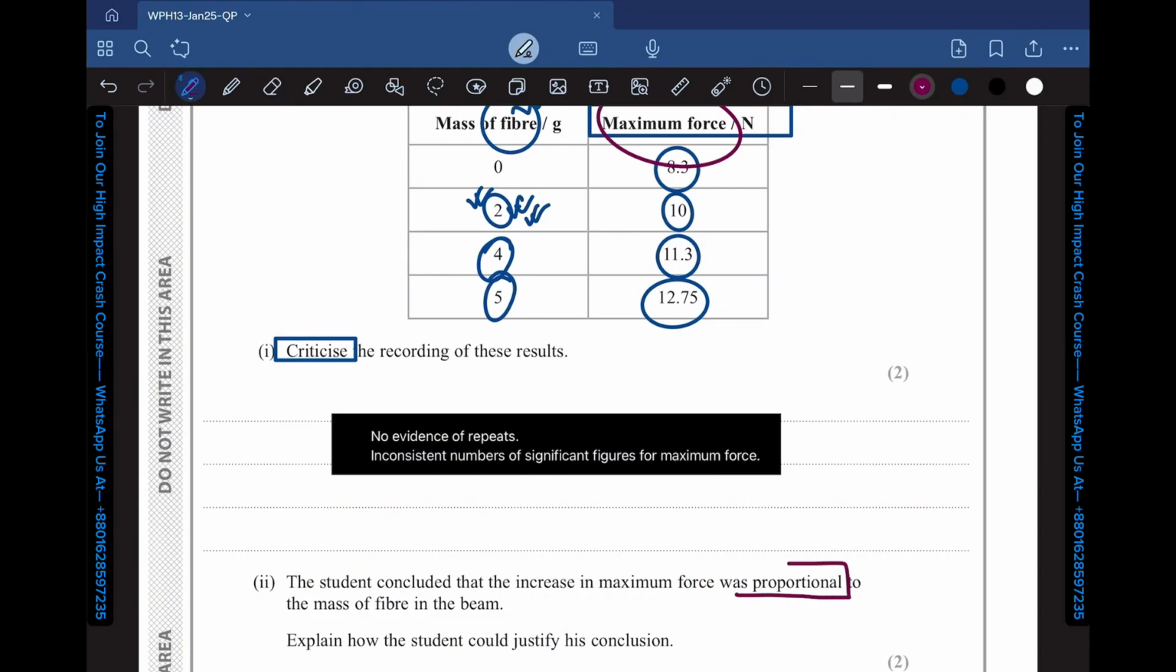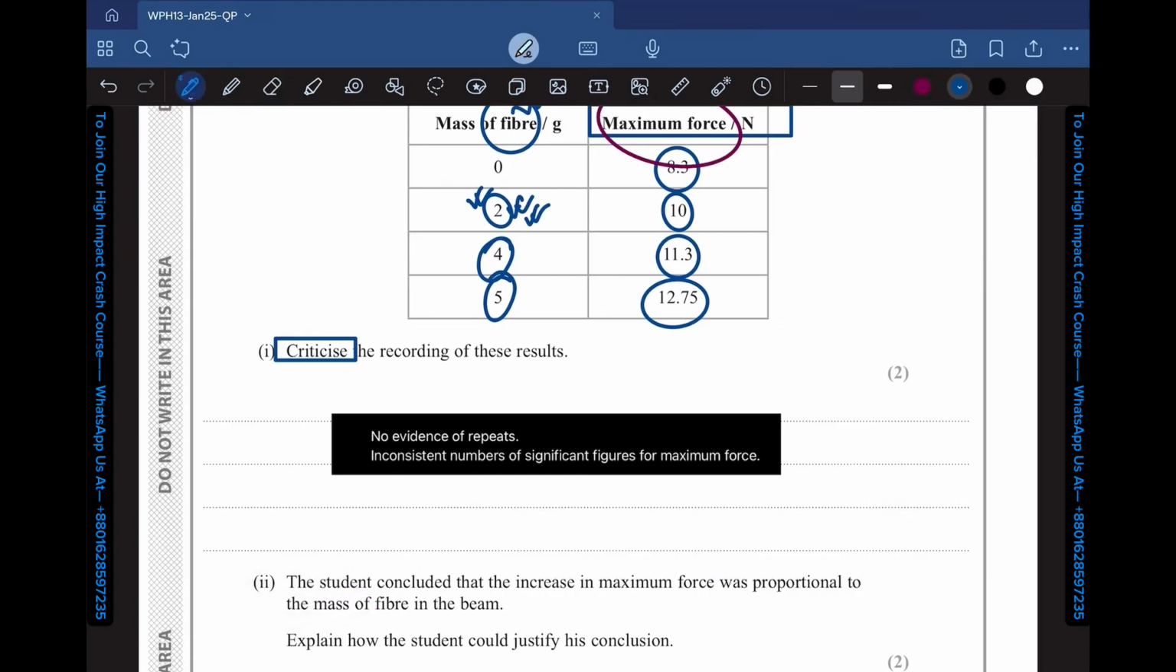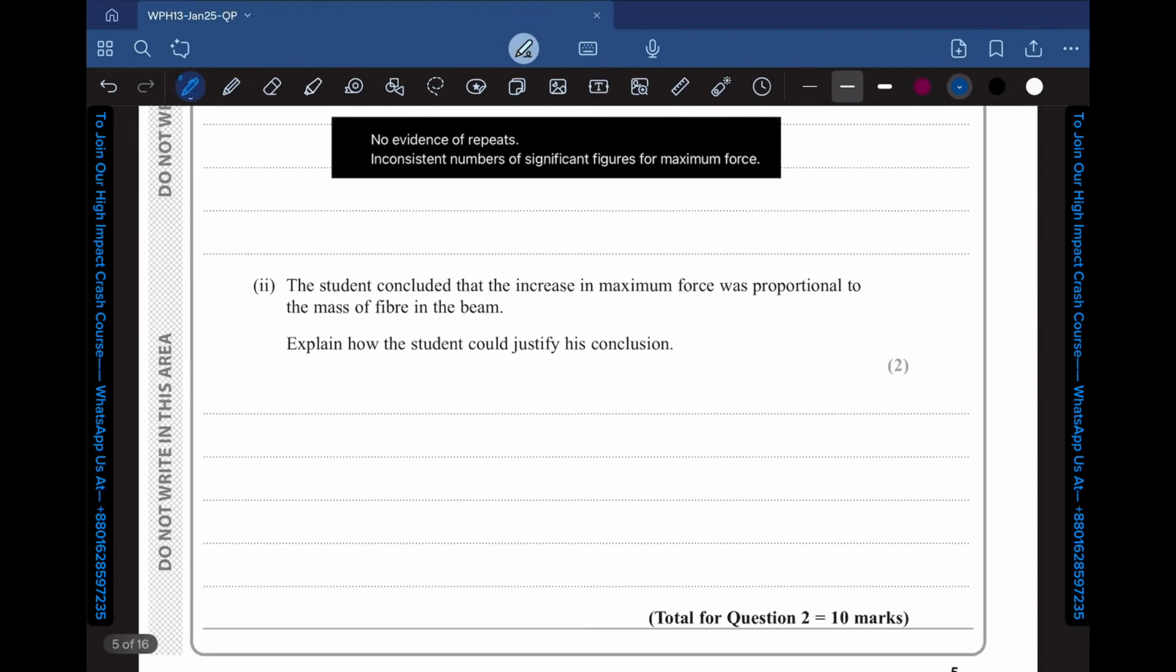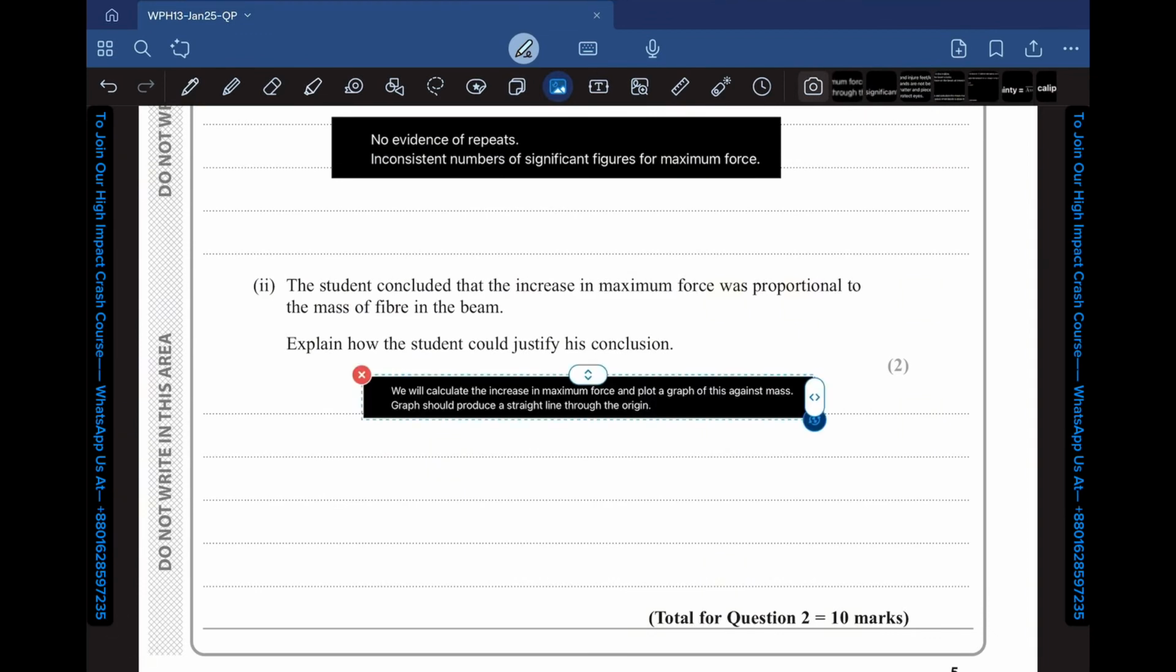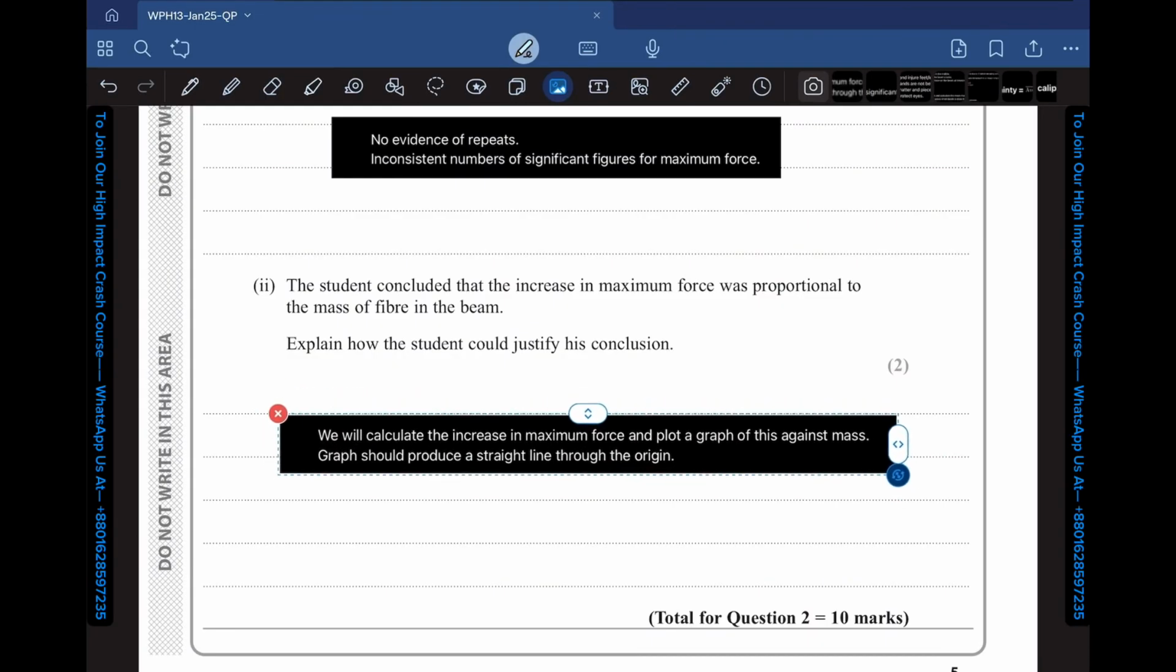As they have said it was proportional, we know that whenever something is proportional, if we draw a graph of, let's say, maximum force against the mass, we will get a straight line through the origin, right? Because this is what directly proportional means. So we can draw a graph of maximum force and mass, and the graph should produce a straight line through the origin. So basically this is our answer: we will calculate the increase in maximum force and plot a graph of this against mass, and the graph should produce a straight line through the origin.